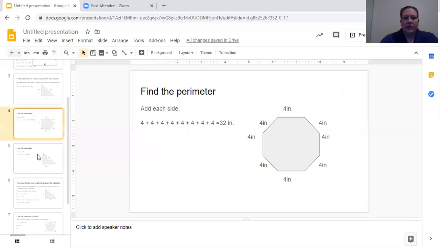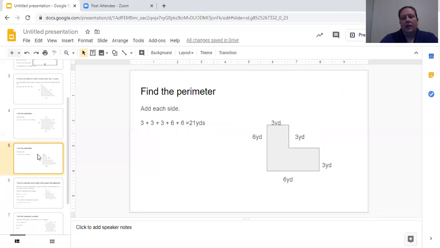Moving on to our next picture. Again, in order to find the perimeter, we need to add each side. So 3 plus 3 plus 3 plus 6 plus 6. And we are going to go ahead and get 21 yards. So the perimeter of this shape is 21 yards.